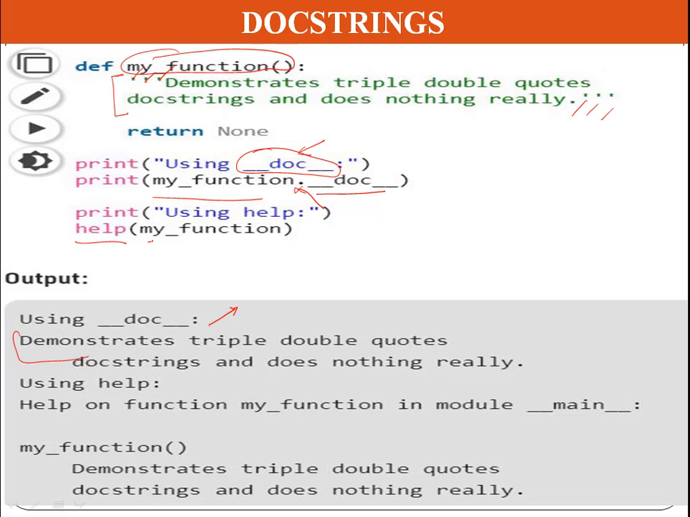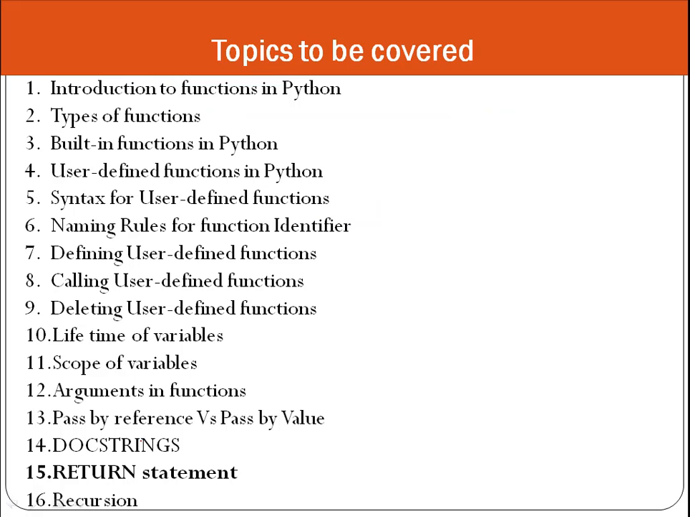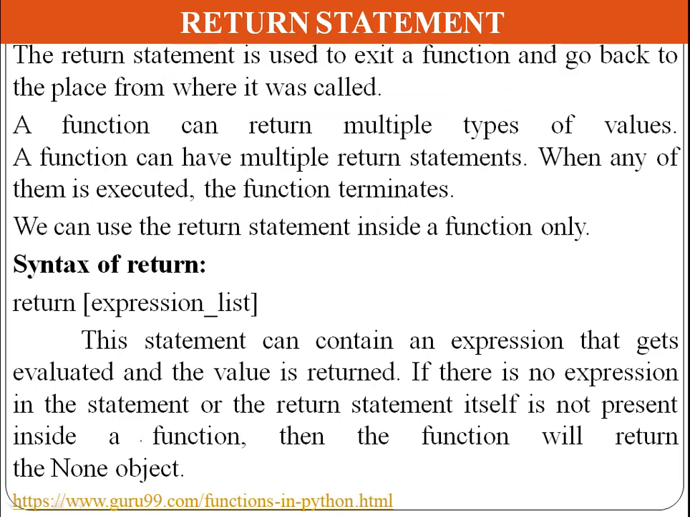That is the return statement. The return statement is used to exit a function and go back to the place where it was called. A function can return multiple types of values. A function can have multiple return statements. So when any of them is executed, the function terminates. We can use the return statement inside a function body, we have already seen.